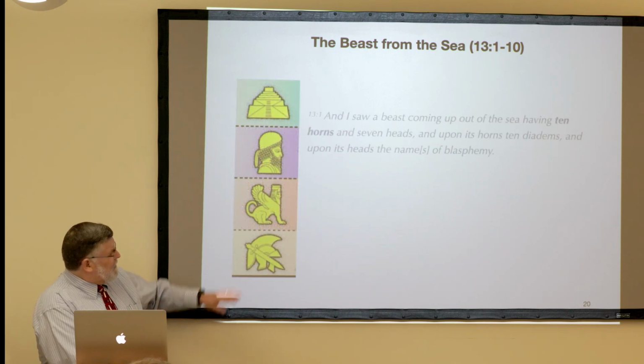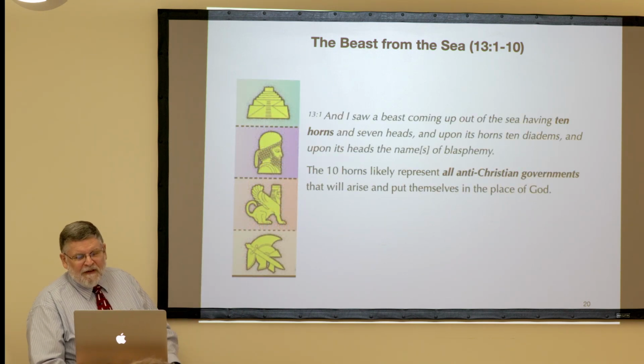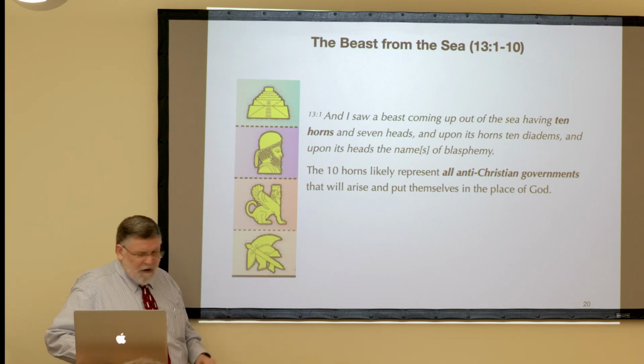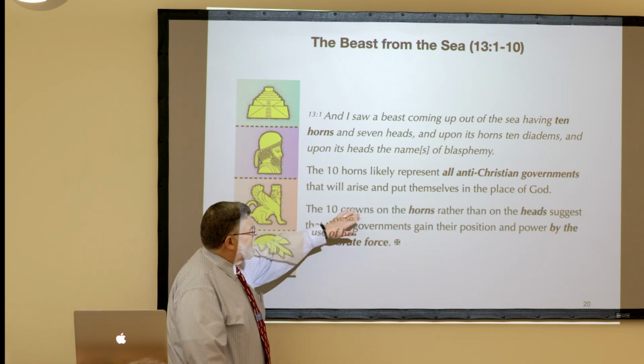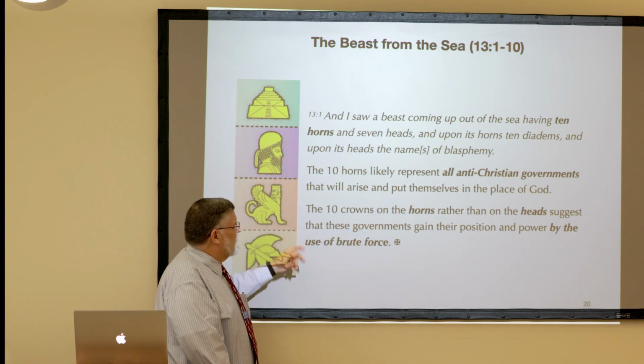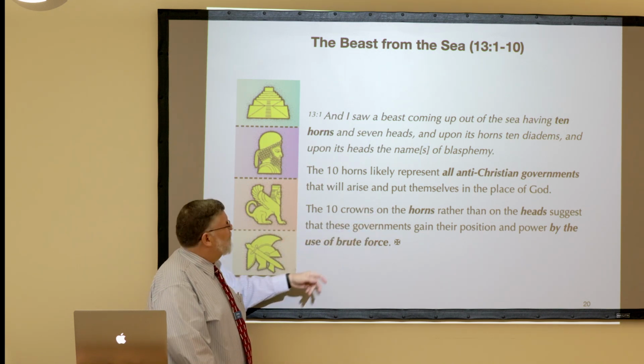Here are some. I borrowed this from that picture. I don't know if you remember seeing that. So the 10 horns could represent all of these anti-Christian governments that will rise. And again, the horns on the heads suggest they rise by use of brute force.